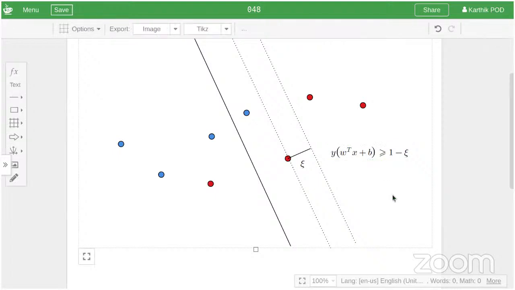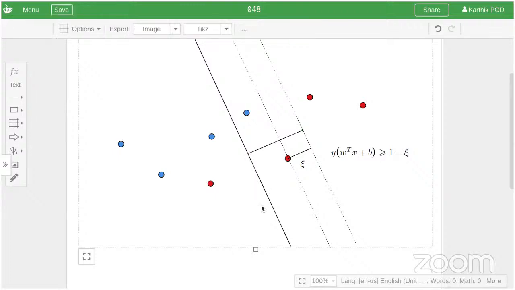So the left-hand side is actually the distance of the point from the boundary, right? This comes from our traditional way to compute the distance. And from that we are saying it is greater than or equal to 1 minus the error. That is because of this being 1, right? So this distance is 1. Okay, got it, sir.